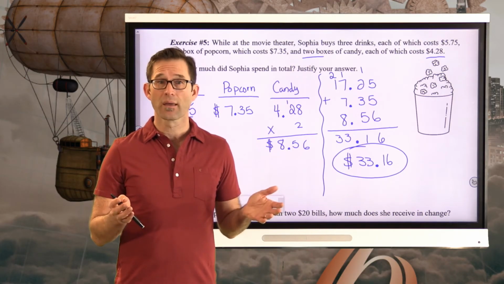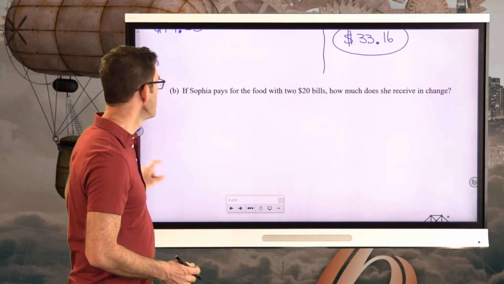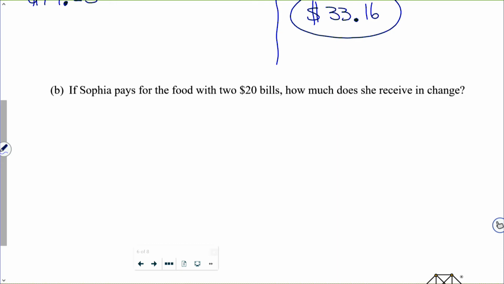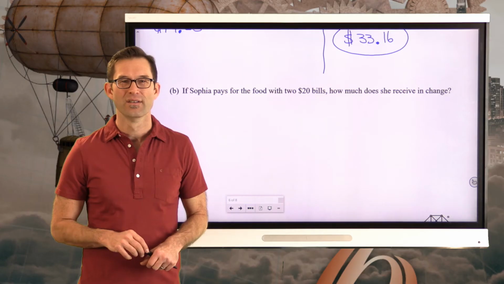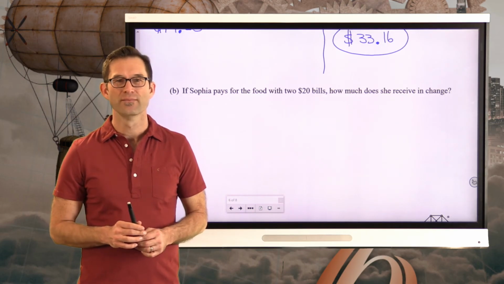Now, there's a second part of this problem. Letter B. If Sophia pays for the food with 2 $20 bills, how much does she receive in change? All right, pause the video now and see how much Sophia gets back in change.